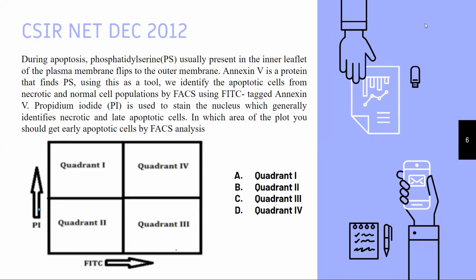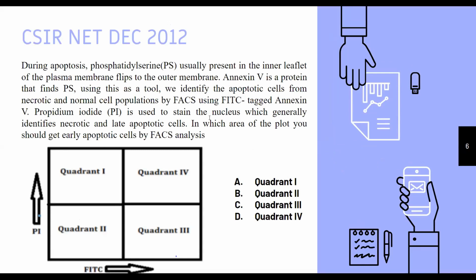Now, the main question starts from here, where they are telling us that annexin V propidium iodide is used to stain the nucleus, which generally identifies necrotic and late apoptotic cells. In which area of the plot will you get early apoptotic cells? Now, this is what we actually have to find.